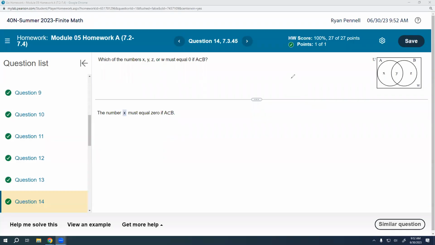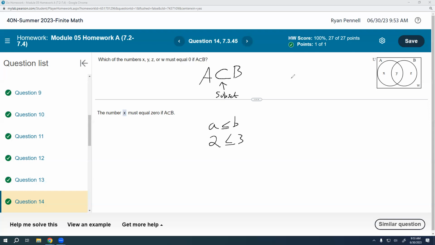14 says which of the numbers x, y, z, or w must equal 0 if A is a subset of B. What does that mean? This A with a tipped over U. This is a subset. Okay. Do you guys remember less than or equal to, or less than? So if A was a number, for instance, 2 is less than or equal to 3. This is like the set version of that. So A is a part of B.